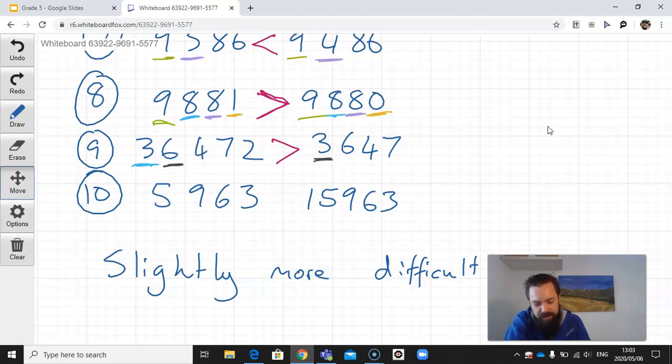Okay, and finally, looking at this one, I've got 5,963 and I've got 5,963, but the one on the left has an extra digit. And if it's got more digits, it's definitely going to be the bigger of the two numbers. So you'll see over here, we've got the 15,000. So 1, 2, 3, 4, 5. It's our fifth column. 1, 2, 3, 4, 5. There's nothing in the fifth column. So we don't need to go any further. We can say that 5,963 is less than 15,963.